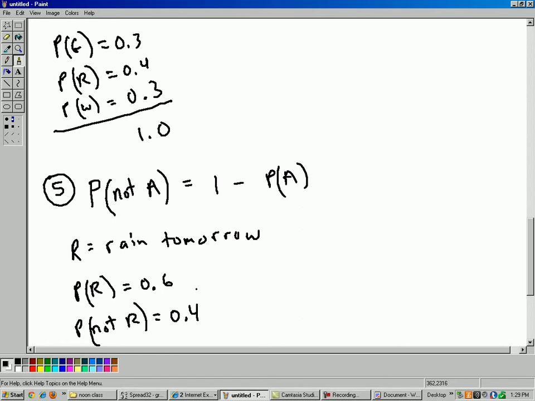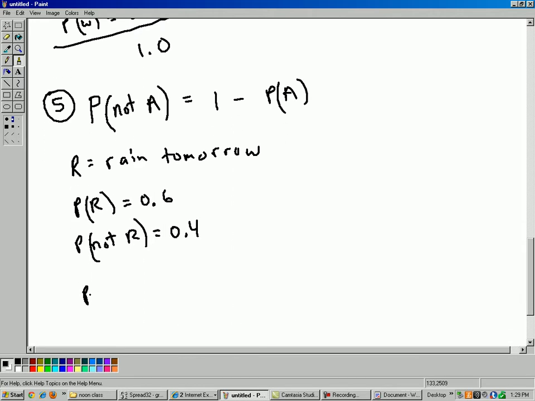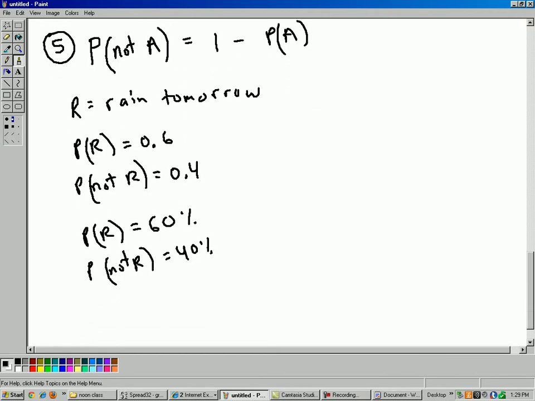Now, a lot of times, this is easier to do in the context of percentages. So you could say if the probability of rain is 60%, same number, just in percentage form instead of decimal form, then the probability of not rain is equal to 40%. It's just easier to subtract from 100. So you could say the probability of not A would be 100% minus the probability of A if you're in percent form. Okay, last rule.